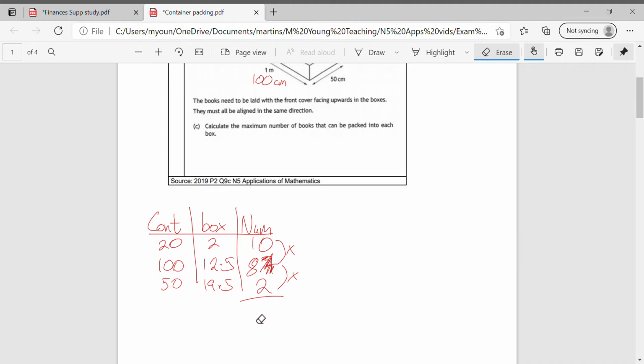50 divided by 19.5. Yep. Alright, so 100 divided by 12.5 is 8. So it's actually 10 times 8 times 2, which is 160. Sorry for that. Just make sure that you're taking your time with these. That was me doing it a wee bit quickly. Alright, so that's us done it one way.